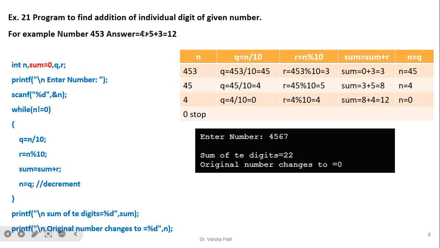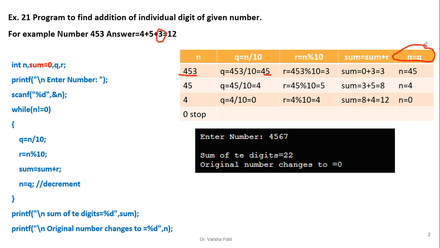Now what we require to do is find out the sum of the digits. So first we will separate the 3, then we will add it into the sum. The initialization of sum should be 0, so 0 plus 3 is 3. Now initially the number is 453, but we have already extracted the 3, so our resultant number should be 45. So that is the important statement.